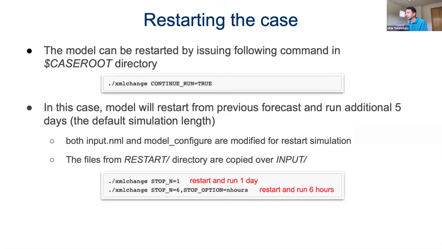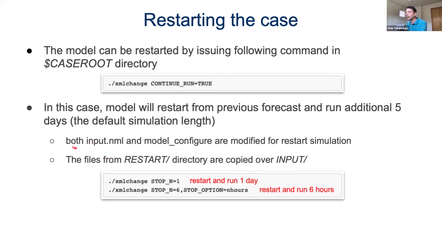So if you want to restart the model, you can do it by explicitly setting continue run equals true. By default, it's false. But for example, if you have an initial run that successfully finished, and you issue case submit again for the same case, this will automatically set continue run to true, so it will automatically restart from the last point. But if you want to overwrite it, you can still use XML change continue run equal false, and then you can do the run again.